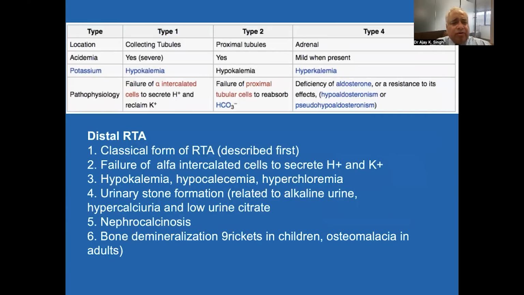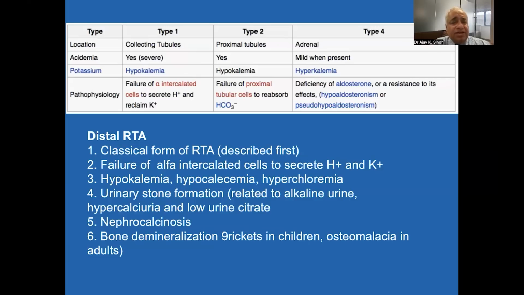Renal tubular acidosis, a quick review. There are 3 types: type 1, type 2, and type 4. Type 1 is where the abnormalities are in the collecting tubules. Type 2, it's the proximal tubules. These 2 are the renal tubular acidoses. Type 4 RTA is really an adrenal disorder. In type 1 and type 2, acidemia is present. In type 1, it's severe. Type 1 and type 2 renal tubular acidosis both associate with hypokalemia.